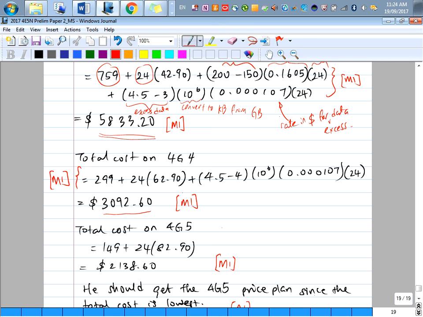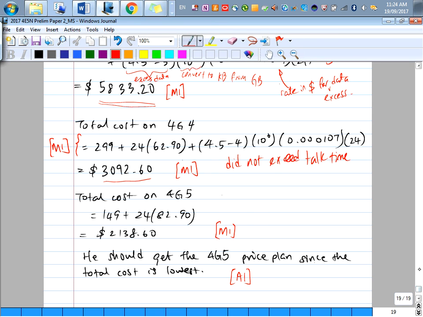For 4G 4 plan, similar calculation, but this time you will not exceed the talk time. Did not exceed talk time. And then for 4G 5 plan, nothing exceeded. So okay, this is for 2 years, right? If you want to find out per month, you just divide all these 3 answers by 24. No, you don't have to. And conclude.